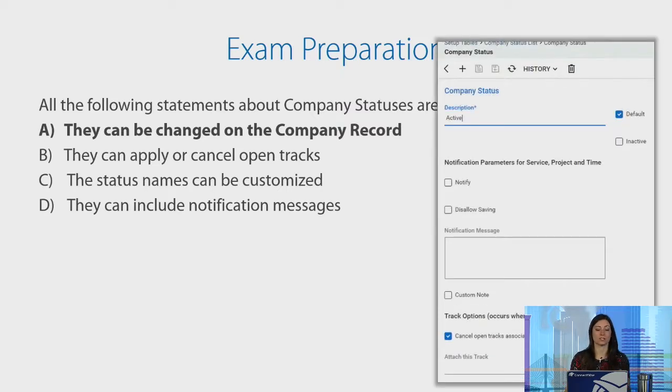For the other items that we weren't totally sure of, you can apply and cancel open tracks from a status, which is extremely helpful if we think about some sort of active status where we might want to cancel some marketing tracks, or a credit hold status that might need a track applied to move them through collections. So as you can see down here, track options, cancel all open tracks down here, and then attach a new track when this type is assigned, when this status is assigned.